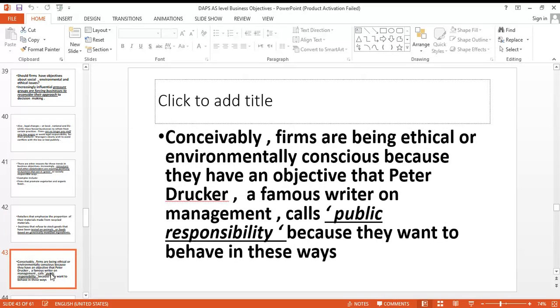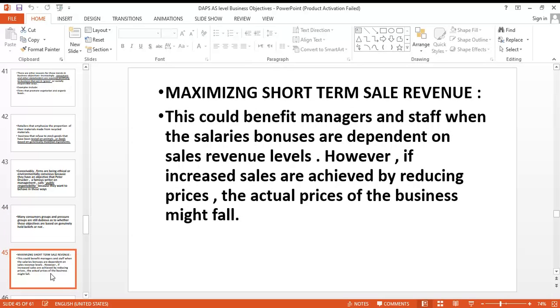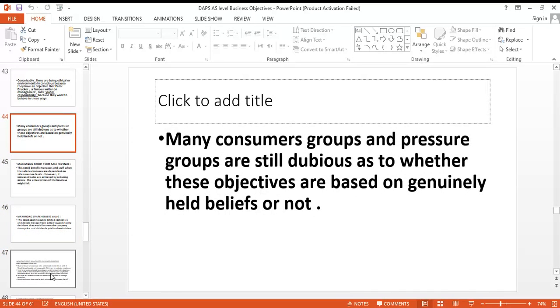Peter Drucker, who was one of the main management theorists of the 20th century, says that firms now have public responsibility, because if they do not behave responsibly, then there are going to be consequences, and that's going to hurt their profits. And many consumer groups do not think that firms are adopting these practices really because they are committed to the society. They believe that this is more like a public relations stunt.